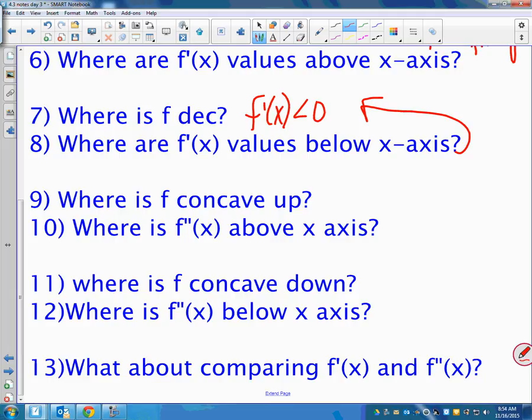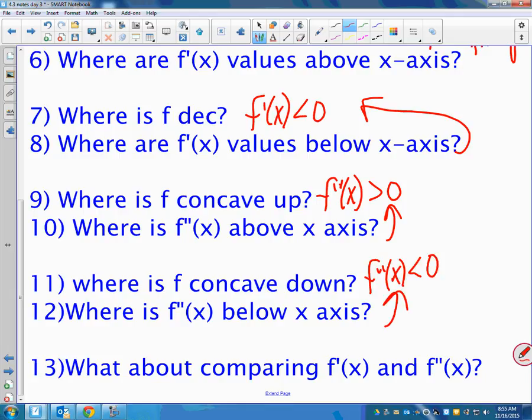9 and 10, 11, 12, same thing, except we're talking about concave up and concave down. Right? If I'm talking about concavity, I'm talking about the second derivative. So concave up is where my second derivative is greater than 0, or where my second derivative is above the x-axis. I'm just going to go here. Concave down is where my second derivative is less than 0, or where the values are below the x-axis.